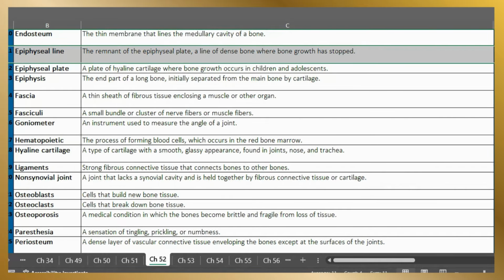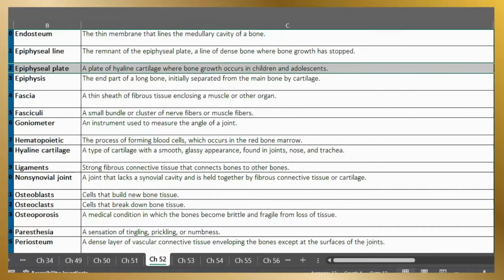Epiphyseal line. It's a remnant of the growth plate in adult bones. Line, it's like where growth used to happen. Epiphyseal plate is the growth plate of cartilage in children's bones. So plate is the place of growth in young bones. Epiphysis, it's the end of a long bone. Epi means upon, ends of bone.